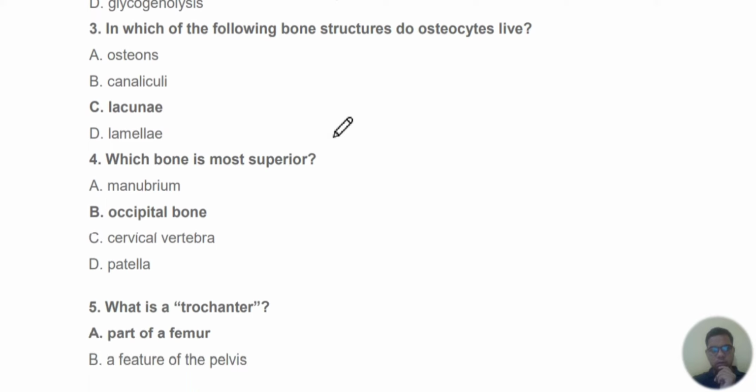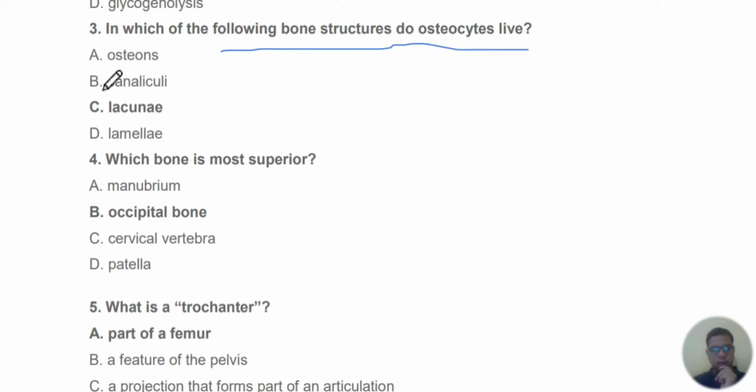Next is three question number. In which of the following bone structures do osteocytes live? The answer is C, lacuna. Okay.